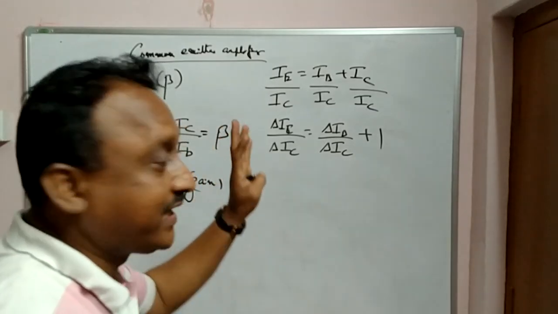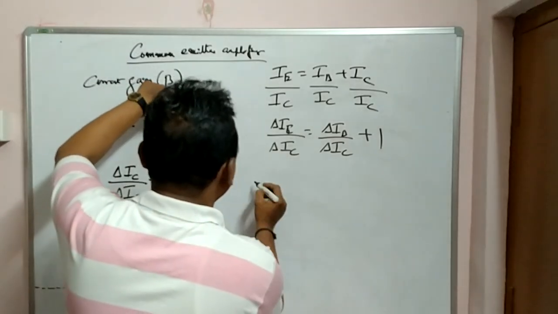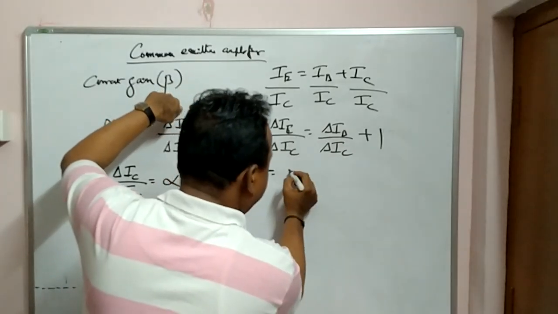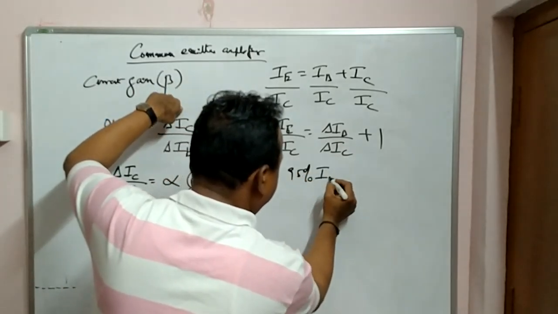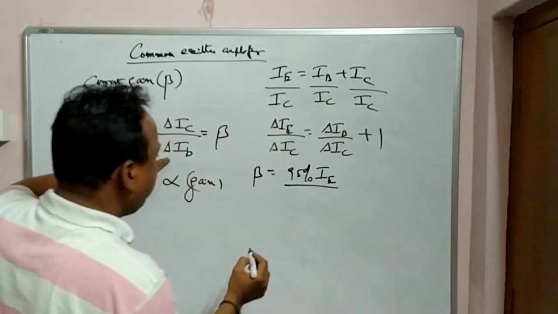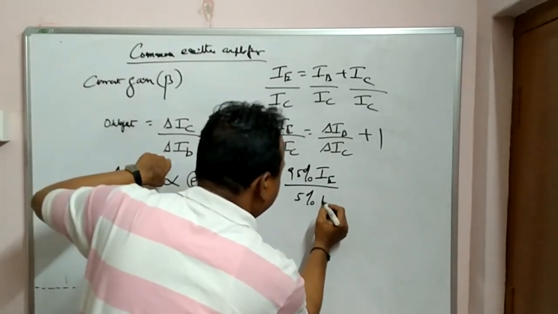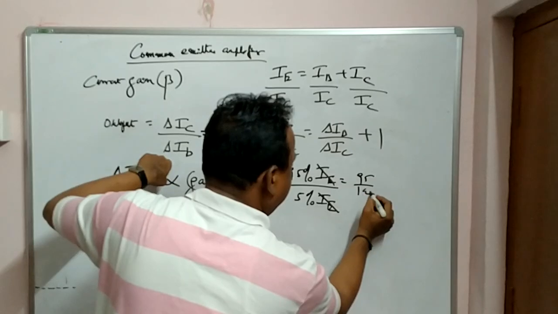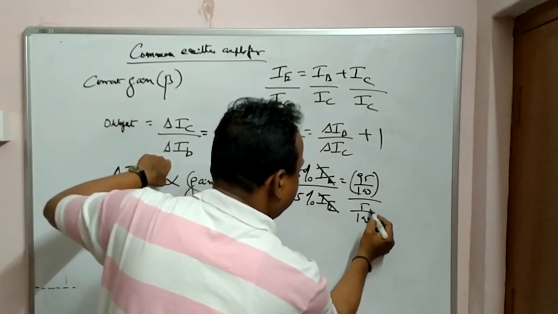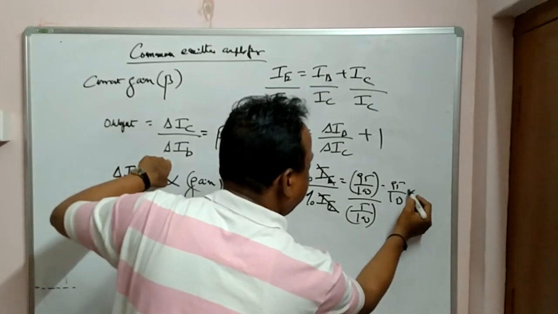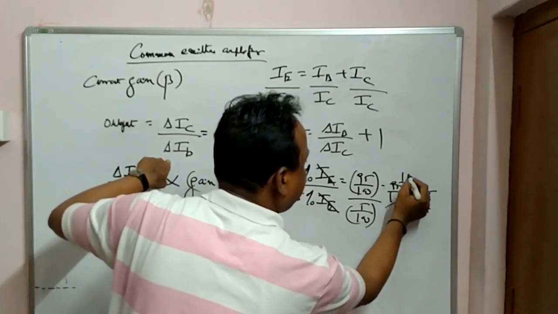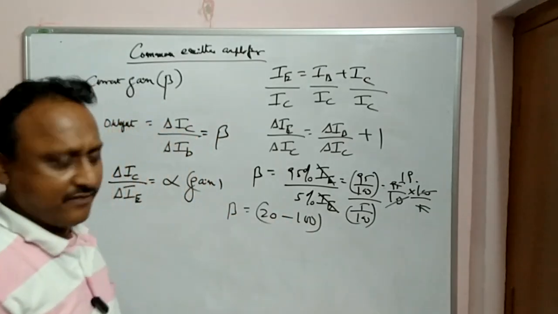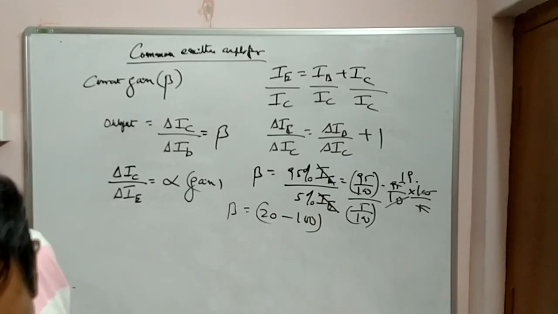Let us calculate the alpha and beta values. What did I tell you earlier? Look, let us calculate the beta value. Beta gain, current gain. What did I say delta IC is? 95% of IE, divided by IB which is only 5%. IE cancels. 95% is 95/100, and 5% means 5/100. So that is equal to 95/100 into 100/5, which is 19. So the value of beta will be nearly 20 to 100. The value of current gain beta is nearly 20 to 100.